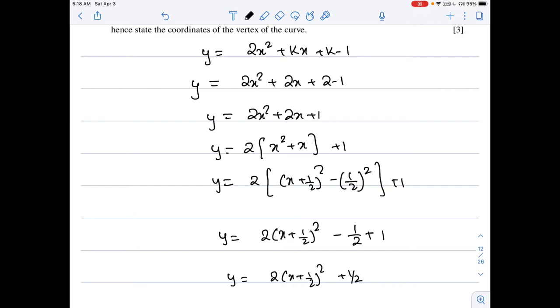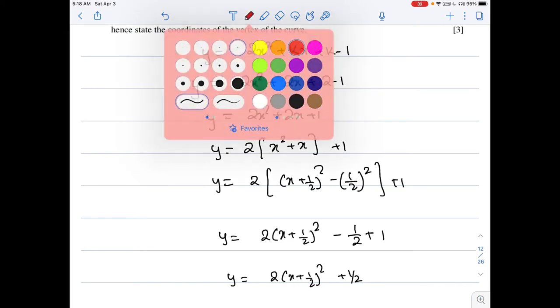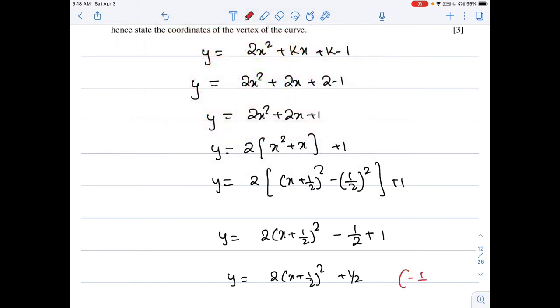Hence state the coordinates of the vertex of the curve. So you have to state the coordinates of the vertex of the curve, which is minus 1 upon 2 comma 1 upon 2. This is minus 1 upon 2 from here and positive 1 upon 2 from there.